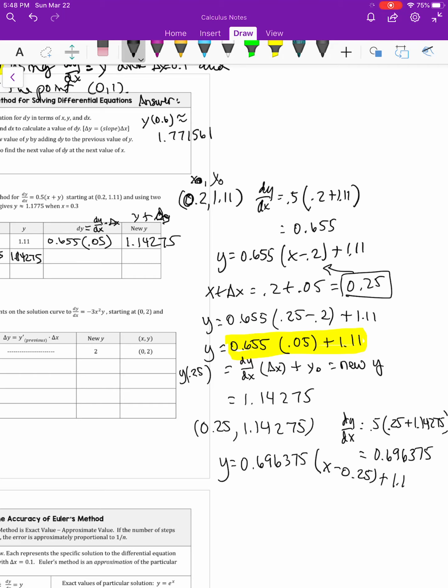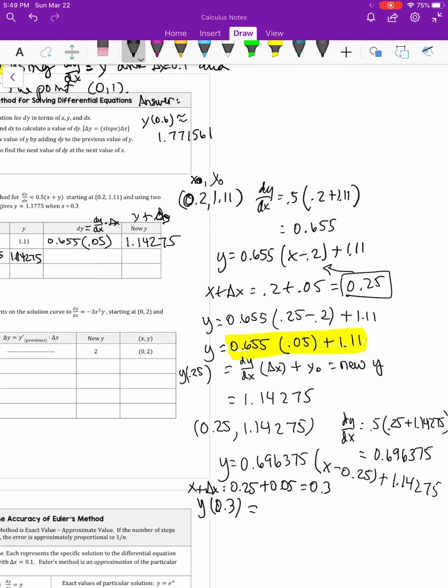Sorry, I'm running out of space here. Plus our y value of 1.14275. So this is the equation of our tangent line for the second part of the problem. Then of course we would increase our x value. So our x plus our delta x is going to be our 0.25 plus 0.05. So 0.25 plus 0.05 is our 0.3.